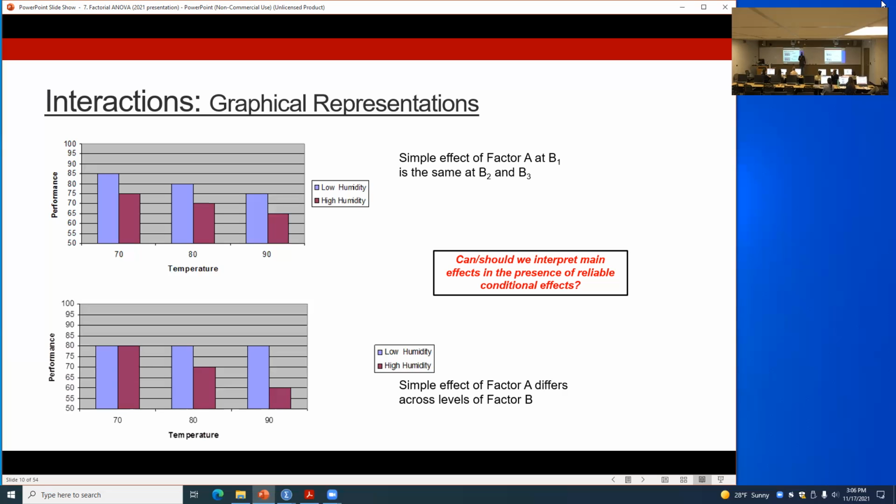And so again, thinking about your question, what makes sense? Do I go through and interpret this here? Probably not, because the effect of temperature on performance depends 100% on level of humidity, right? It's a completely different effect. These other ones, like, well, I'm getting the same sort of effect across levels of my other factor. It just changes a little bit in terms of strength or things along those lines.